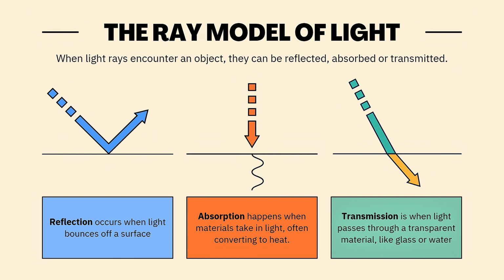Third, transmission. Transmission happens when light passes through a transparent material like glass or water. Transparent materials allow light to move through them, which is why we can see through windows and clean water.